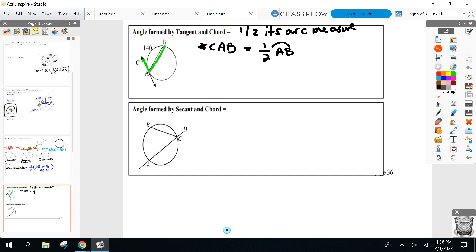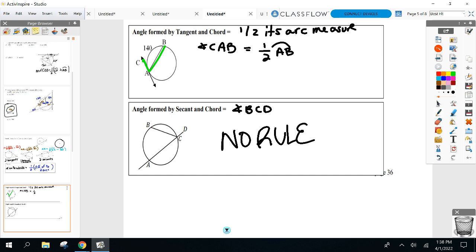One more type that we've never talked about: a secant and a chord. I'm talking about angle BCD. Why am I not talking about BCA? How do you know I'm not talking about BCA? We got a name for that. BCA is what type of angle? That's inscribed. So I'm talking about the other one, BCD. And you're not going to like this. You want to know the rule for a secant and a chord? I don't have one for you.